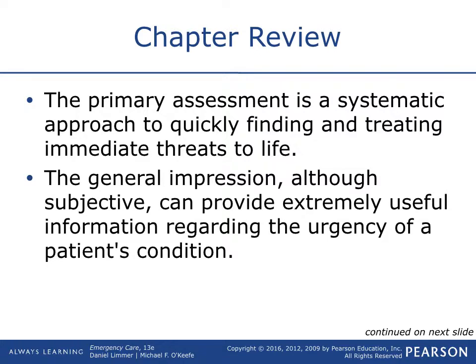I breezed through that pretty quick and hopefully not too fast, but read your book. The primary assessment is a systemic approach to quickly finding and treating immediate threats to life. So basically, head to toe, bam, AVPU, get their alertness, ABC, CAB. A primary assessment is simply walking in the room, finding the chief complaint, starting your assessment, and stopping and taking care of life threats. Fix that life threat, and then move on with your assessment.